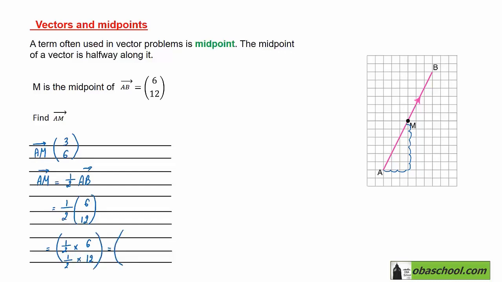Now, for half times 6, that is 6 over 2, which is equal to 3, and half times 12 is equal to 12 over 2, and that would be 6. Notice that we have the same exact answer. One is graphically, and the second one is by calculating and multiplying by a scalar.